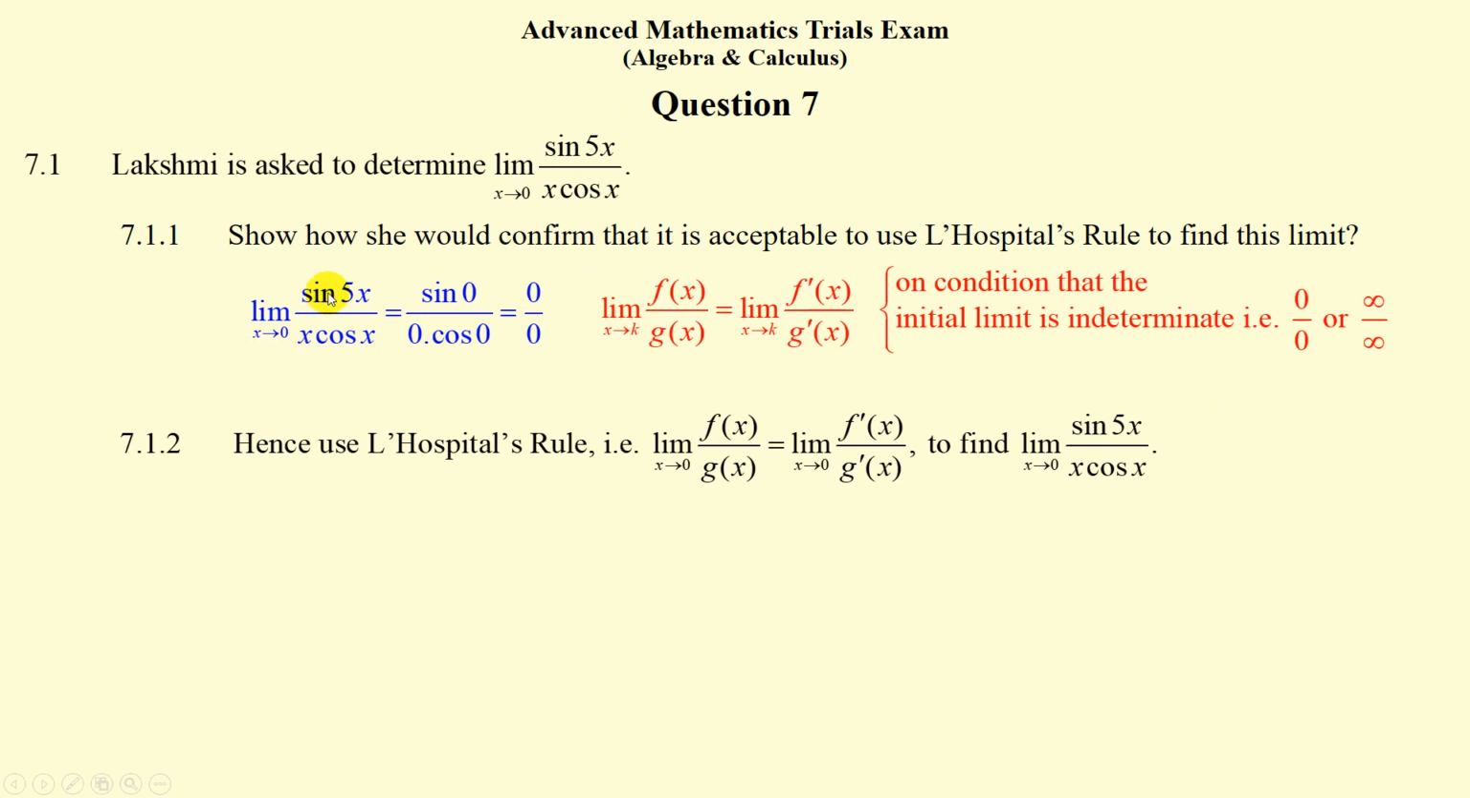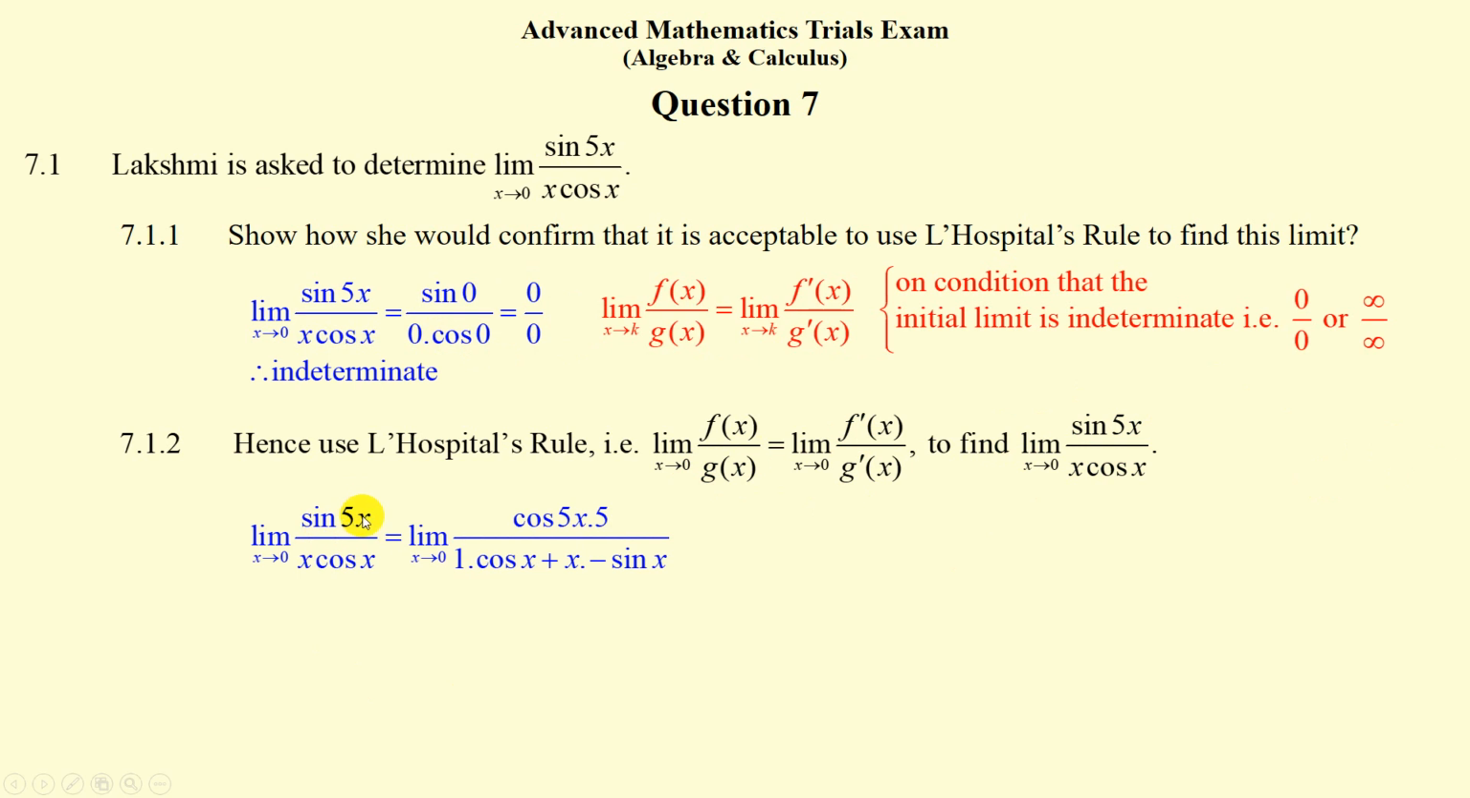So the limit as x tends to 0 of sine of 5x over x cos 5x is sine of 0 over 0 cos 0. Sine of 0 is 0, and 0 times anything is 0. So yes, it's indeterminate. So it's fine. Now we have to use L'Hopital's rule to find that limit.